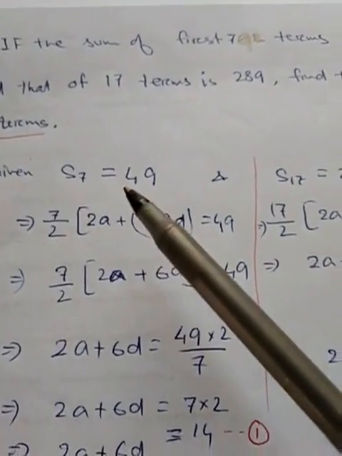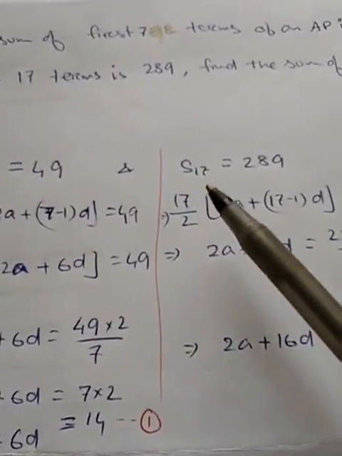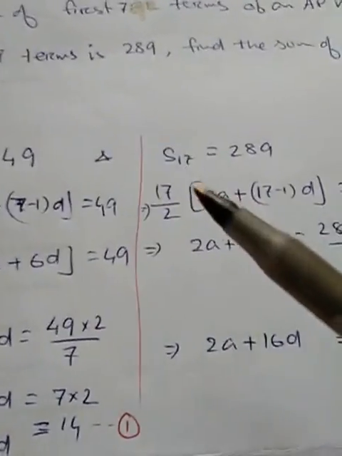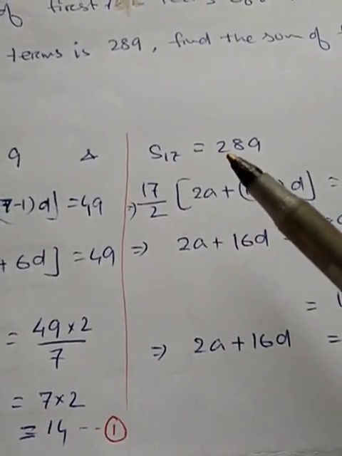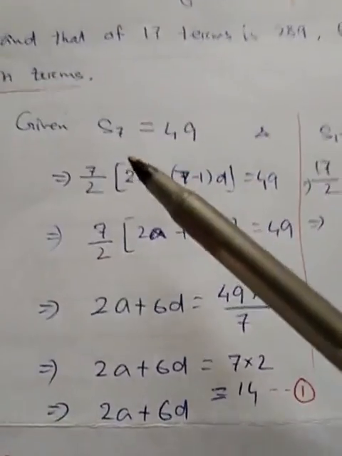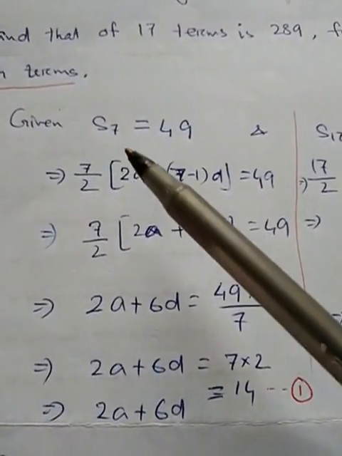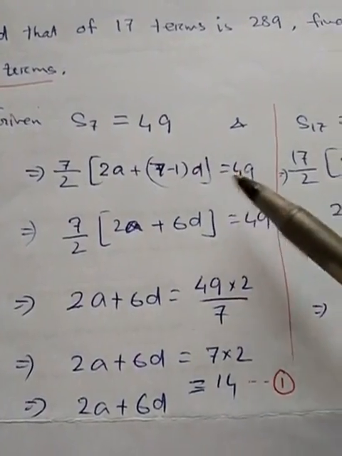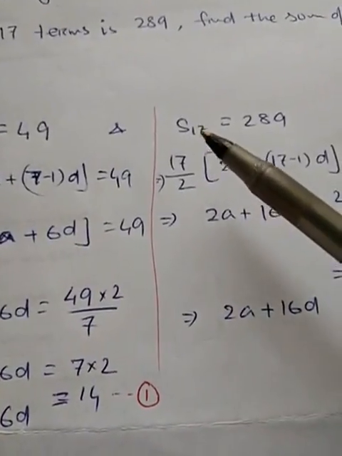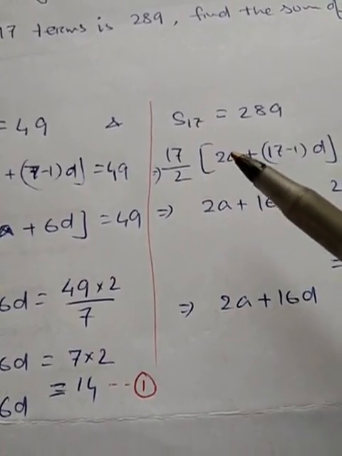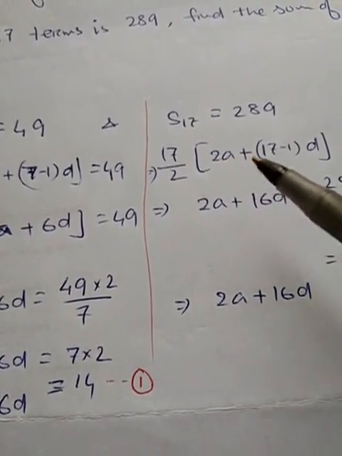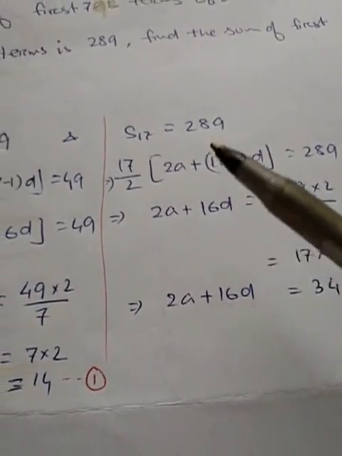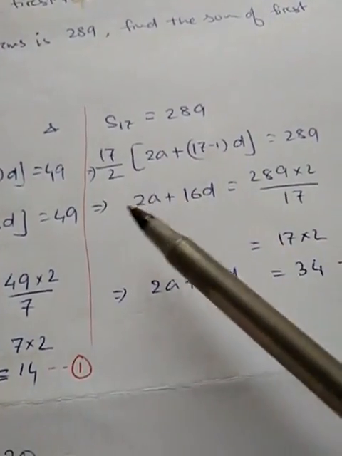So S7 is 49 and S17 is 289. S7 means 7 by 2 into 2a plus 7 minus 1 into d, which is 49, and here 17 by 2 into 2a plus 17 minus 1 into d, which is 289. So this is the second equation.